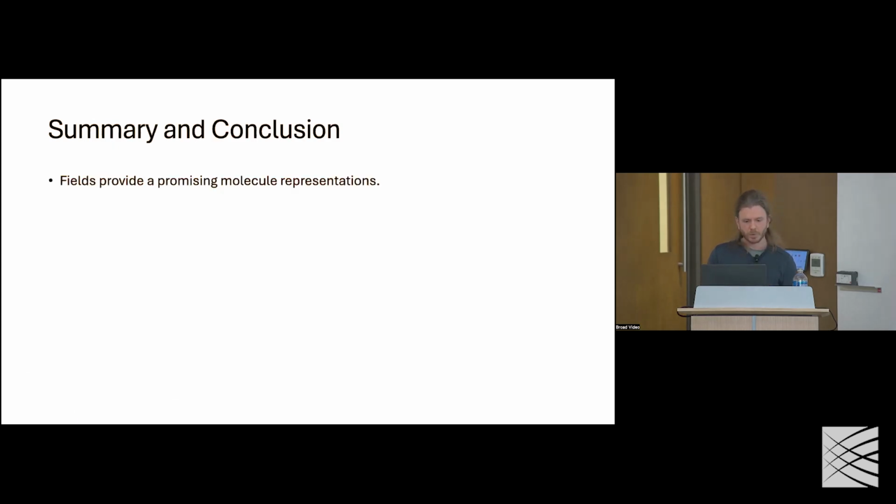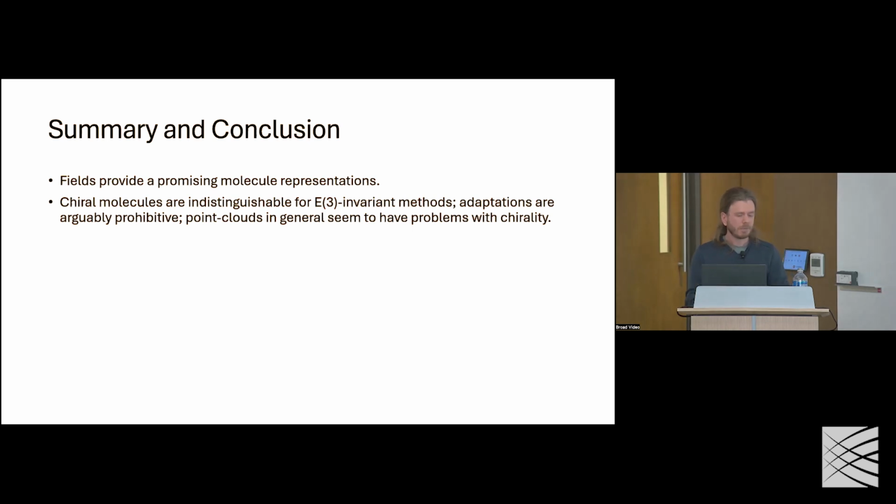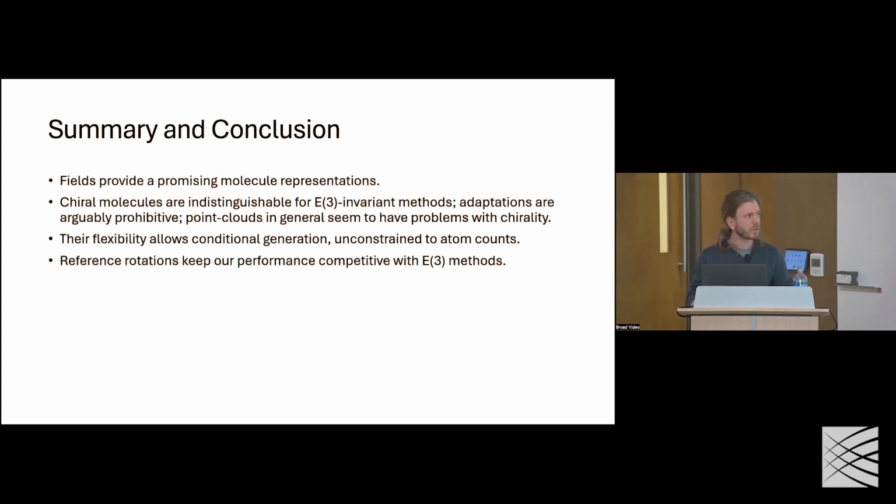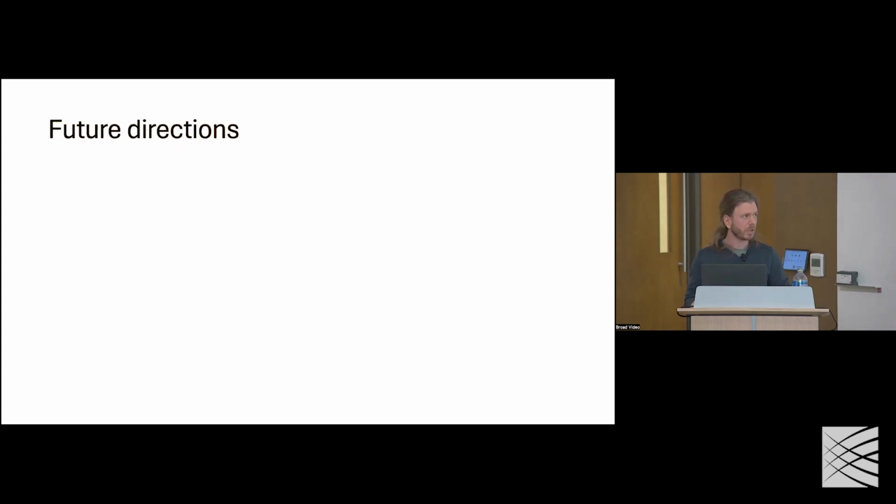And then, to summarize, fields provide a pretty promising molecular representation. And then we have seen how point clouds are unable to distinguish between an enantiomer if they are invariant, and furthermore, adaptations that are chiral aware are arguably prohibitive. And then surprisingly, point clouds in general might have problems with chirality. And then their flexibility allows conditional generation without restricting or requiring the atom counts. Reference rotations keep our performance highly competitive, so this is a very important design choice.